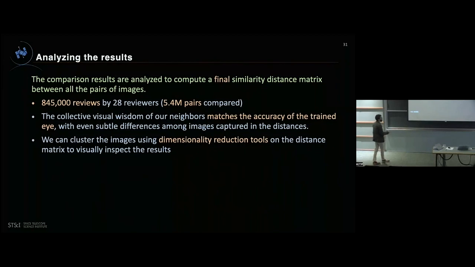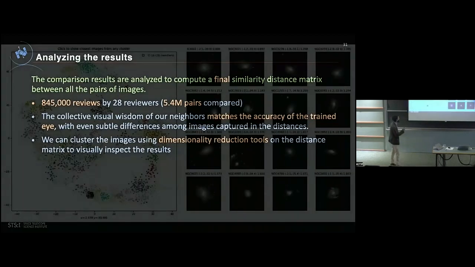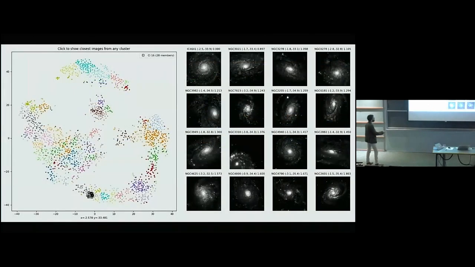this. So then we can take this final distance distribution, and we can do simple dimensionality reduction tools on this matrix to visually inspect the results and see if they make sense. So that's what we did. So this is a TSV reduction. So I've just taken the space.